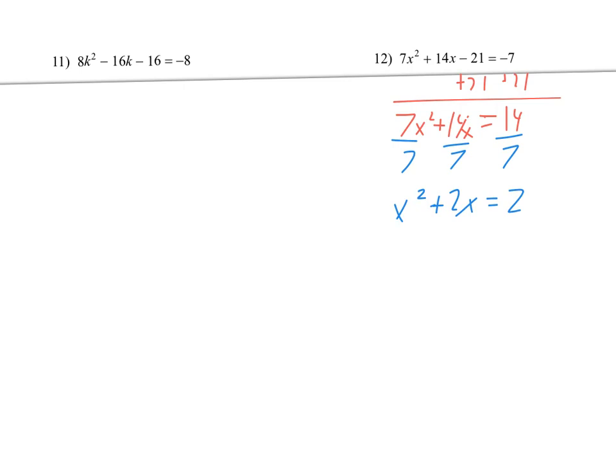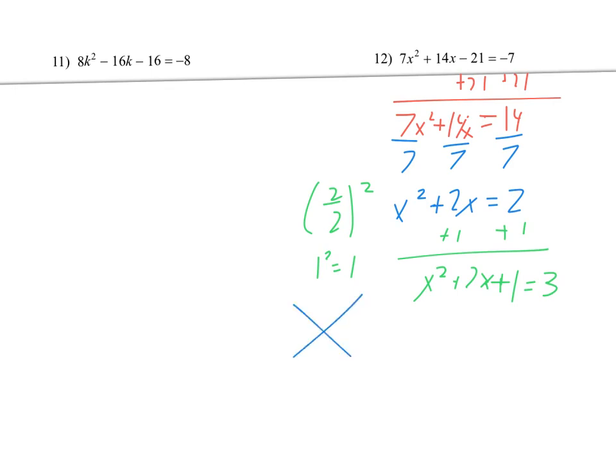So now I'm going to do my b over 2 squared, so that's 1 squared, which is 1, and I'm going to add 1 to each side. x squared plus 2x plus 1 equals 3. All right, so now we'll build our x here. We need to find two numbers that multiply to 1 and add to 2. And so that's 1 and 1. And so I'll write that as x plus 1 squared equals 3.